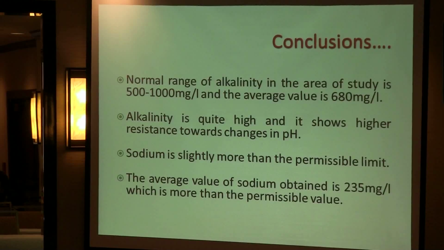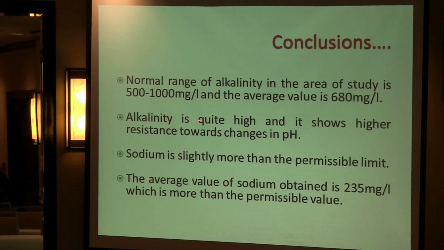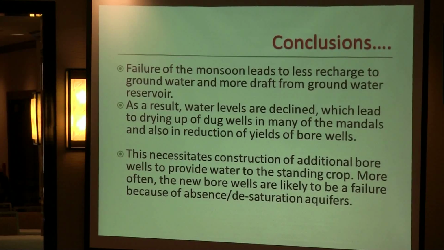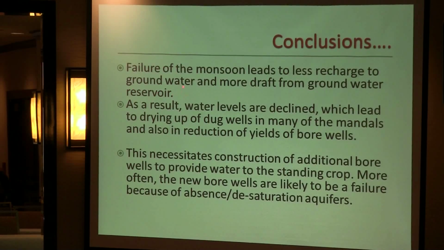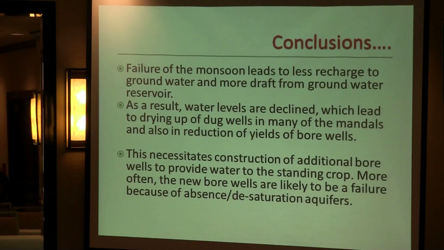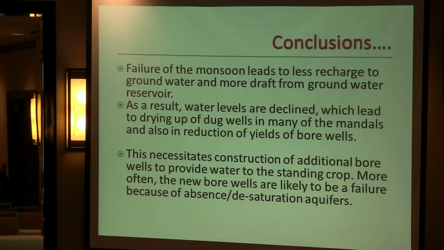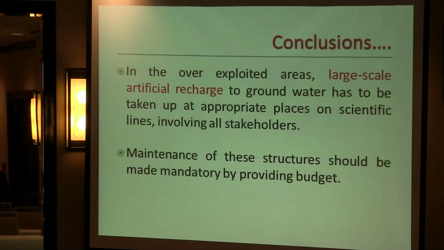So here, again, these are the values that we have found based on our analysis in that area. It is a typical study area. Most importantly, because of the depreciation in the monsoon, it is leading to less discharge of groundwater and more draft from the groundwater reservoir. As a result, every year the water levels are going down, and in most cases the wells are getting dried. And again, there is a need for re-digging all this. So this necessitates construction of additional bore wells to provide water to the standing crop. More often, the new bores are likely to be a failure because of absence of desaturated aquifers.